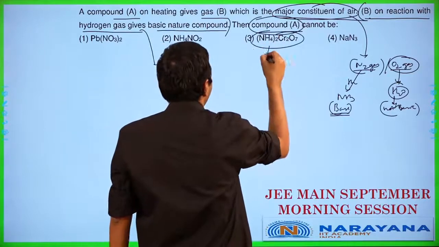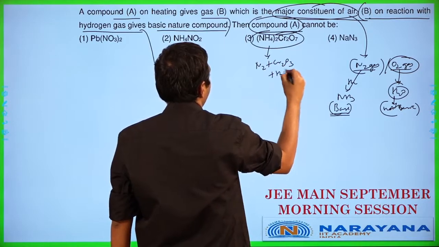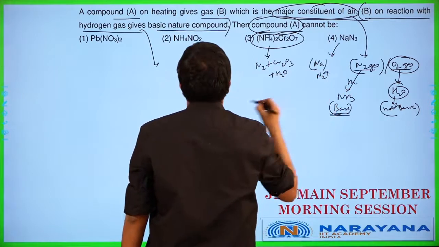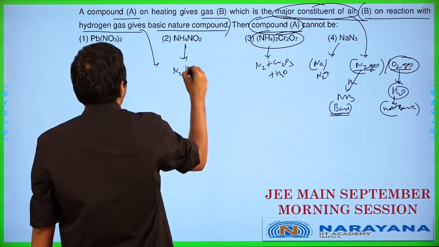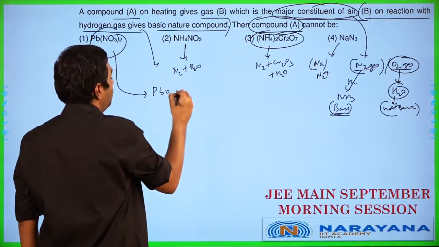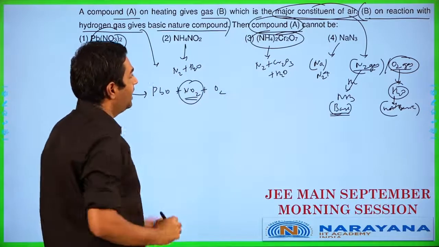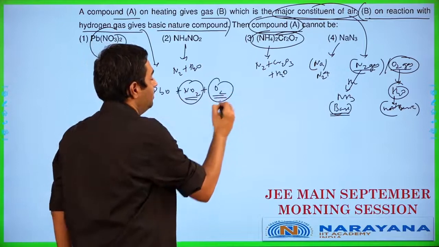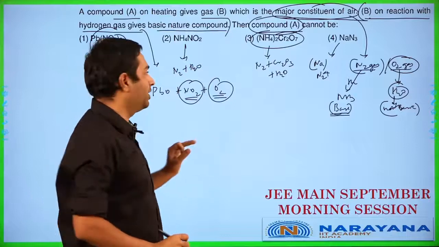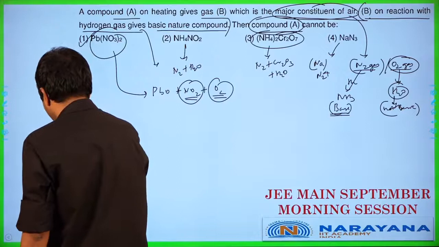Ammonium dichromate on heating will give N2 plus Cr2O3 plus H2O. NaN3 will give me sodium and will end up forming nitrogen gas. NH4NO2 will give me N2 plus H2O. Pb(NO3)2 on the other hand will give me PbO plus NO2 plus O2. So in this case we get nitrogen dioxide gas and we get oxygen gas in this particular case. So we are not interested in oxygen gas here, we are interested in getting nitrogen gas in this particular case. So the answer here is going to be option number 1. Let's get to the next one.